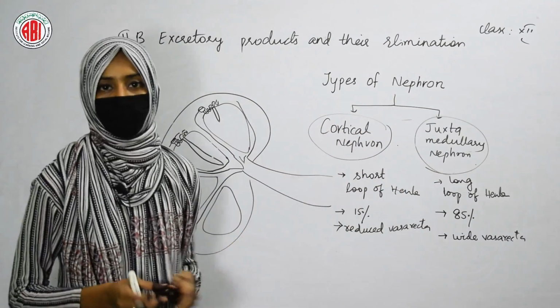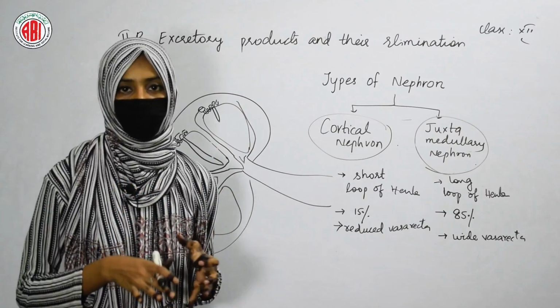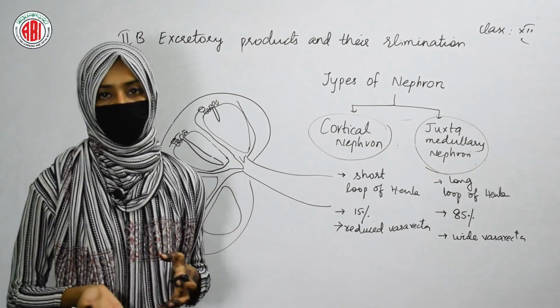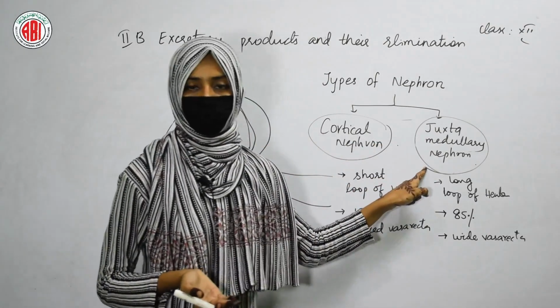This is about the different types of nephron based on their position, whether the nephron is present in the cortex region or is found in the medullary region. Based on that, we can classify them into cortical and juxtamedullary nephrons.